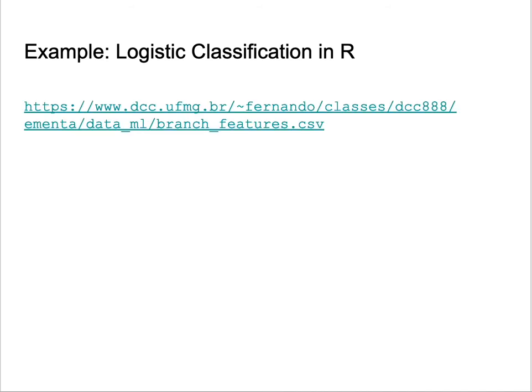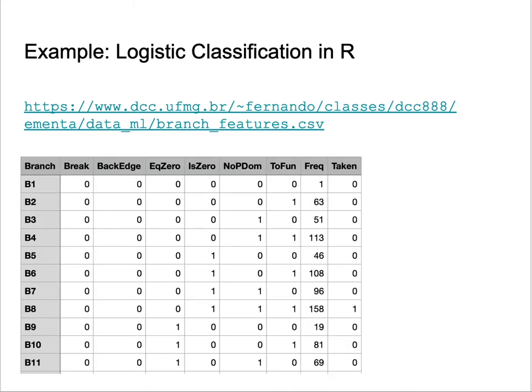I left some data that we shall use in this class in the CSV file. This file contains 9 columns. 6 of these columns are the binary values of the features. 0 means that the feature is not present, it's absent. 1 means that the feature is present. And the last column is the outcome of the branch. Whenever we have a 1, that means that the branch was taken.